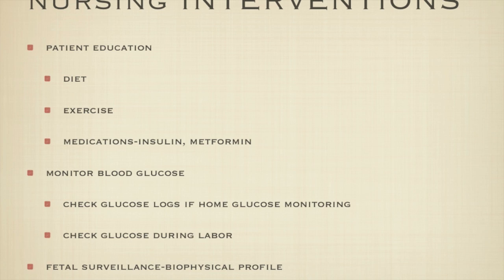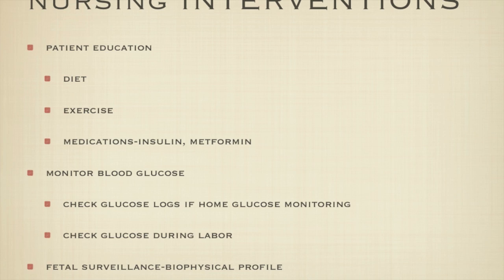When the patient presents in labor, the nurse needs to assess the patient's blood sugar. Depending on the results, further blood glucose assessment and/or administration of insulin may be indicated. Once the baby is delivered, the nurse must monitor the baby for hypoglycemia. This will be discussed further in the lecture about newborn care.